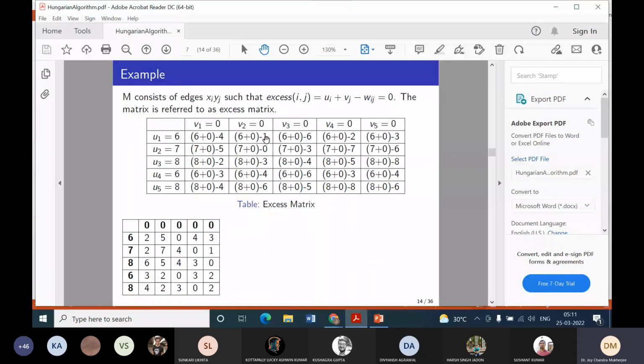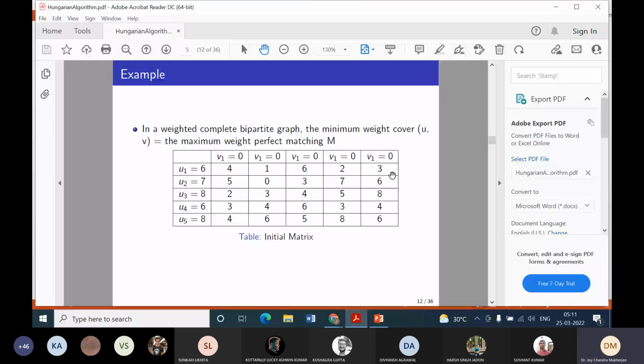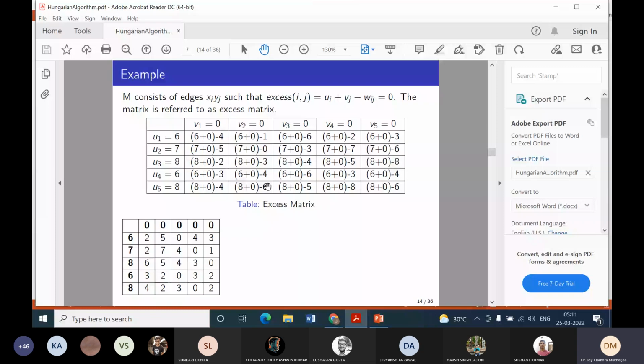So here 4, 1, 6, 2, 3 is the original matrix. And here 4, 6, 5, 8, 6. So here what do we do? 8 plus 0 minus 4. 8 plus 0 minus 6. 8 plus 0 minus 5. If we do this, then we get an excess matrix. I won't mention the ui. So basically 6, 7, 8, 6, 8 is there, and these are zeros, and this is the excess matrix. We call it an excess matrix.